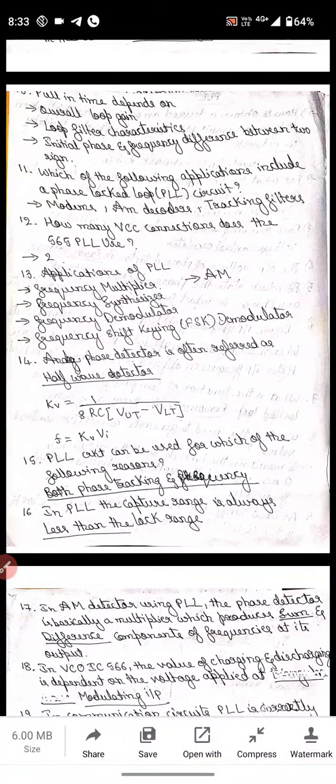Applications of PLL are frequency multiplier, AM also, frequency synthesizer, frequency demodulator, and frequency shift keying demodulator.